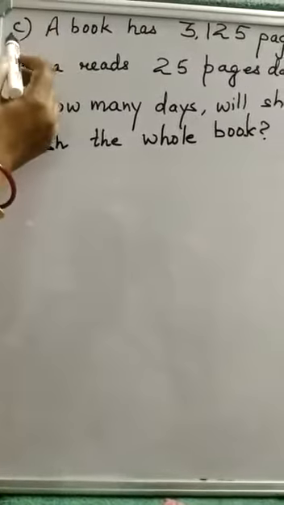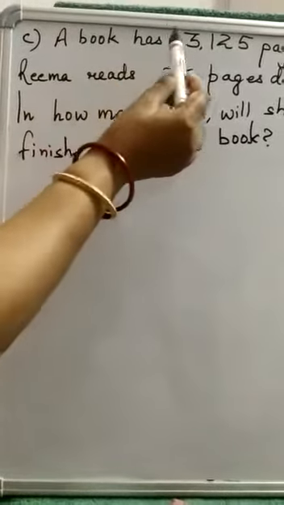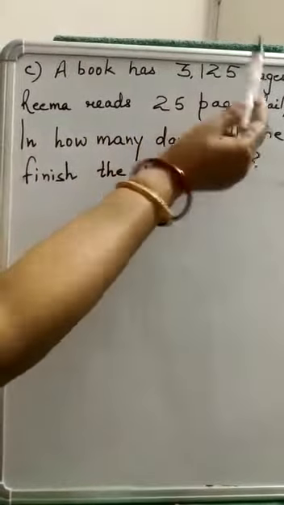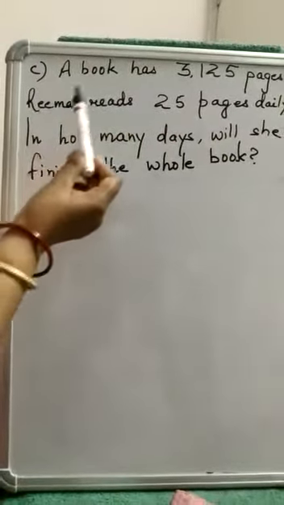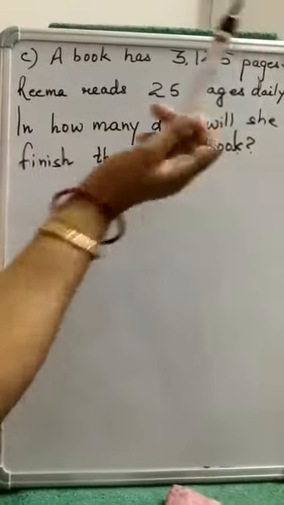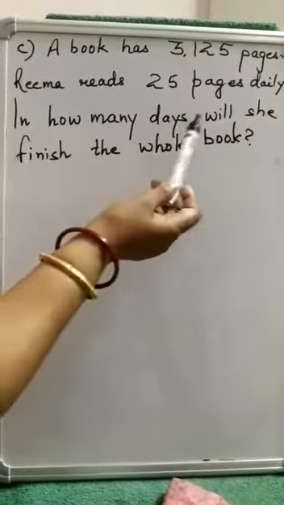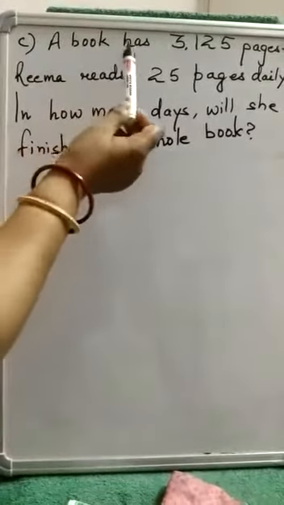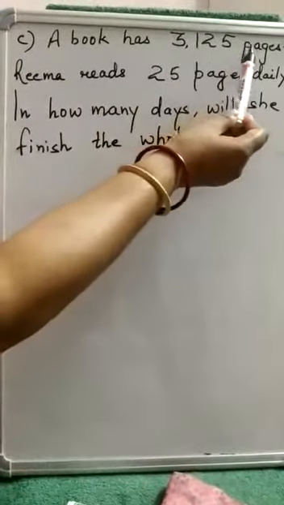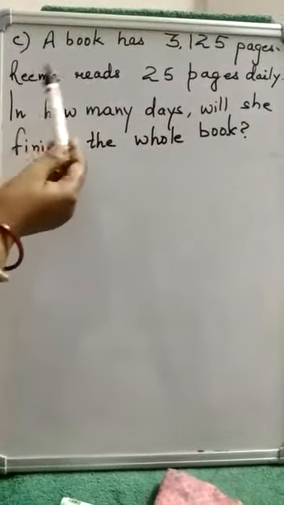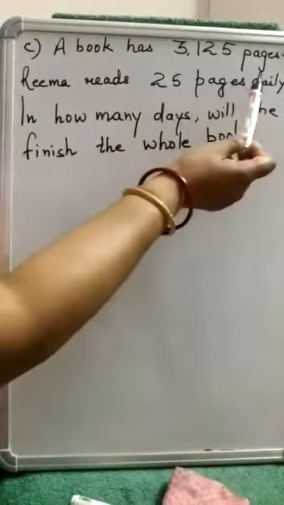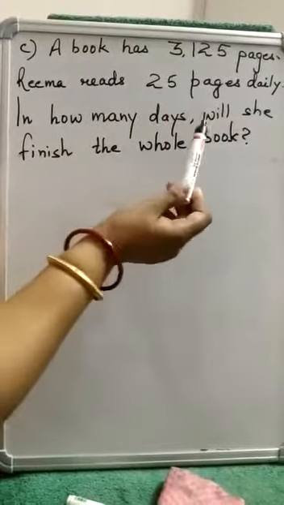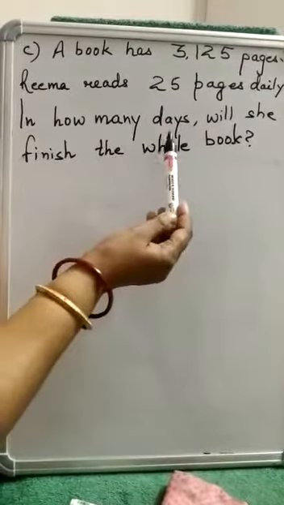Now let's start another question. A book has 3125 pages. Rima reads 25 pages daily. In how many days will she finish the whole book?